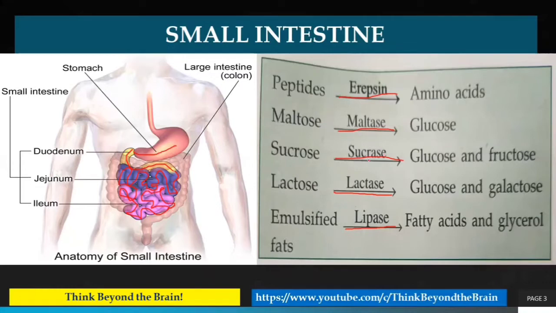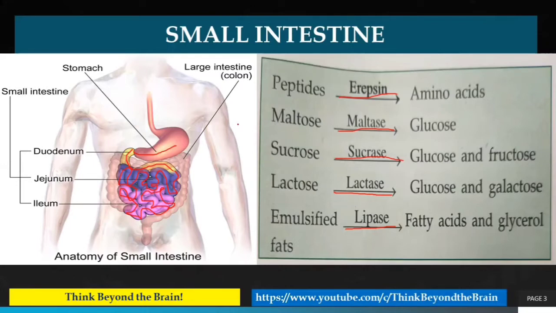Now sucrase. Sucrose, when it comes in contact with sucrase, converts into glucose and fructose. Now lactase is an enzyme which converts lactose into glucose and galactose. And now emulsified fats: in the presence of lipase, they become fatty acids and glycerol. So these are all the parts of the small intestine.